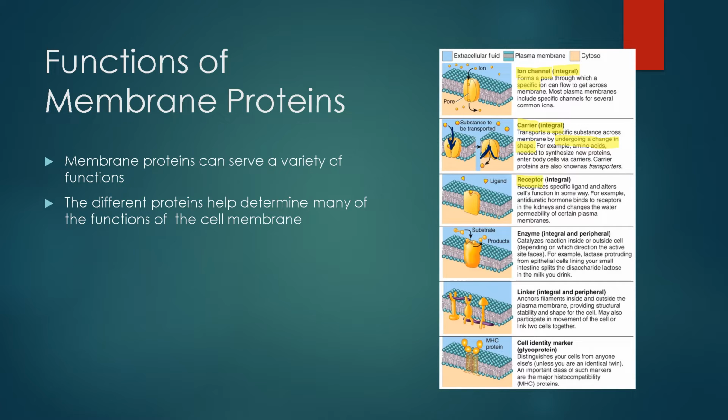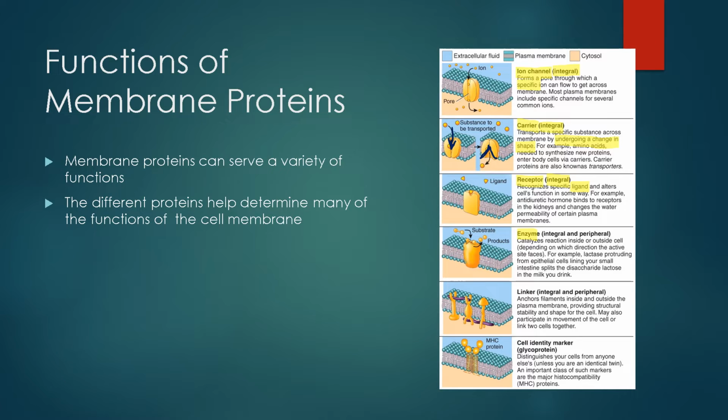Next is a receptor, also an integral membrane protein. Receptors recognize a specific ligand. A ligand is just another special name for a specific ion or molecule that binds to a receptor. Ligands are going to alter a cell's function in some way. An example used in the textbook is the antidiuretic hormone. It binds to receptors in the kidneys and changes the water permeability of certain plasma membranes.